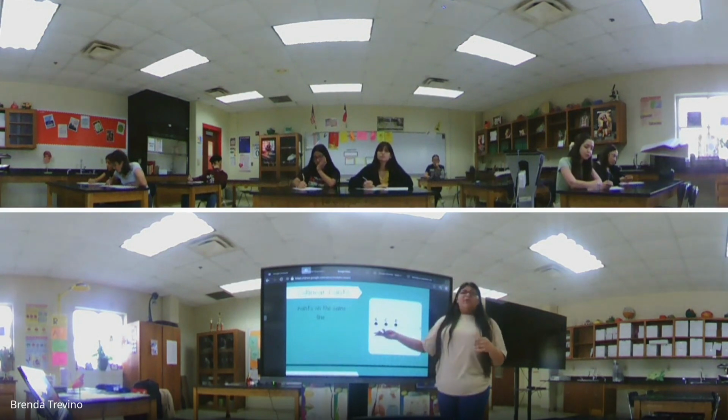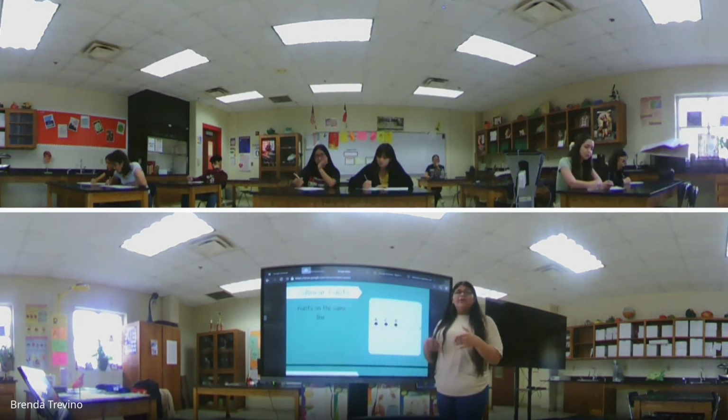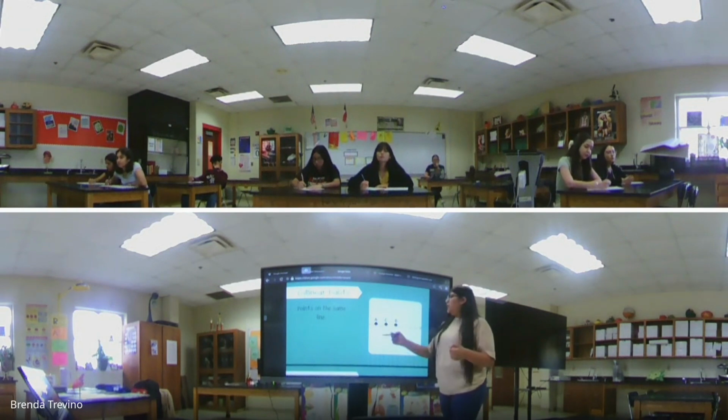Now we have collinear points. So collinear points is something really simple. It's just points that are on the same line. So here we have point A, C, and B. All these points are collinear points.